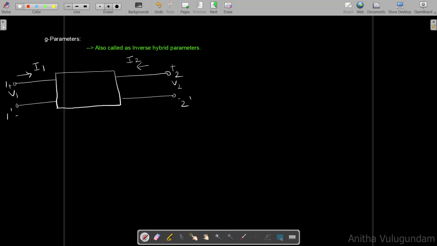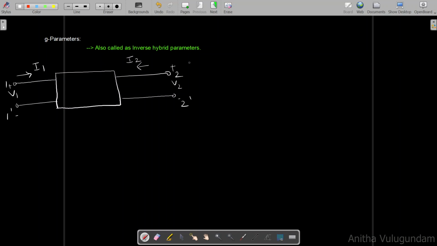In this video, I'll explain the concept of G parameters. G parameters are also called inverse hybrid parameters. This is the two-port network with input port 1-1' and output port 2-2'. Input port variables are V1, I1 and output port variables are V2 and I2.